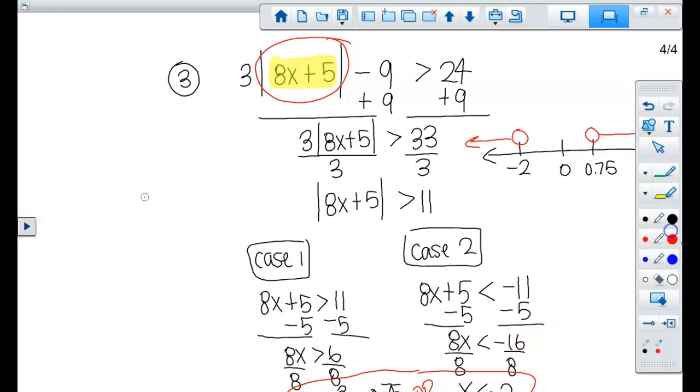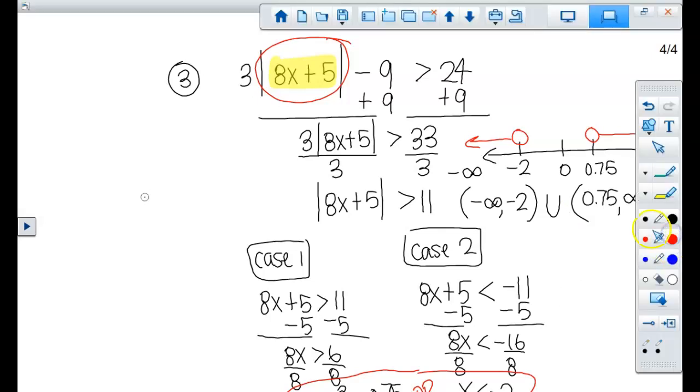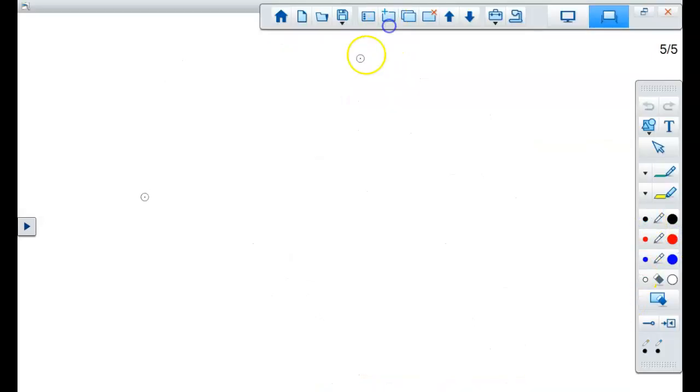If I were doing interval notation, 2 rays, each one gets its own interval. So for this ray, it's going to be negative infinity and negative 2. For this ray, it's going to be 0.75 and infinity. The infinities get parentheses. Negative 2 and 0.75 are both open, so they get parentheses. And then don't forget the U, which represents that word or. All right, we're going to do one last one.